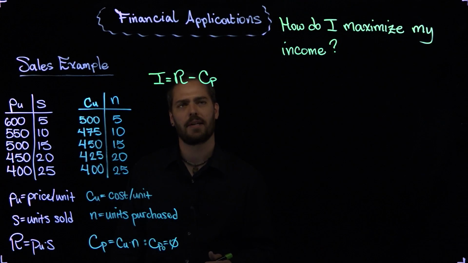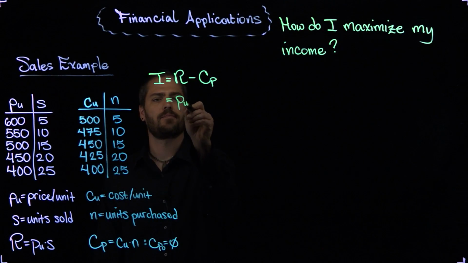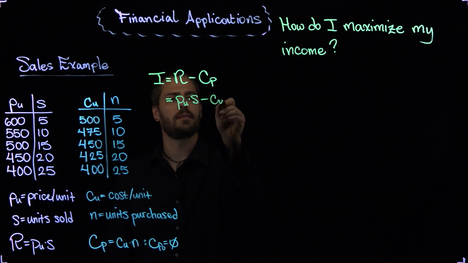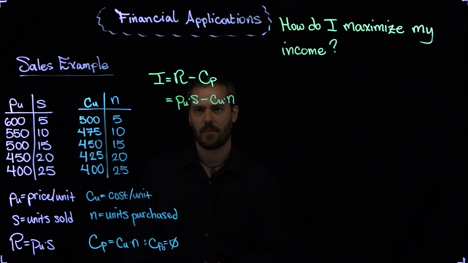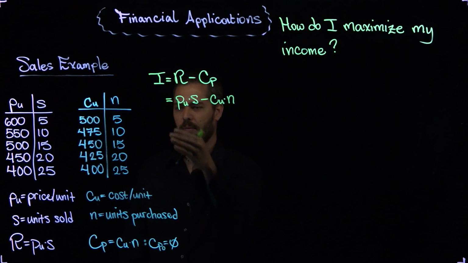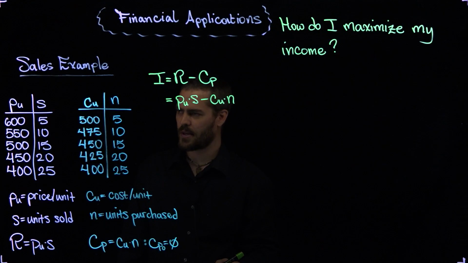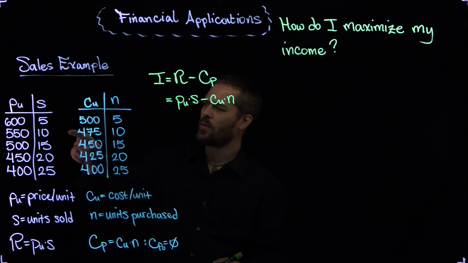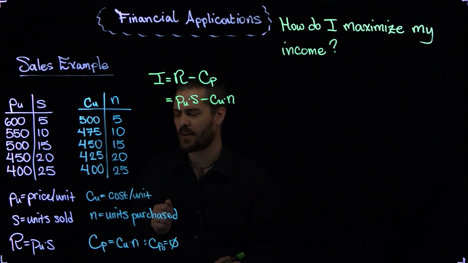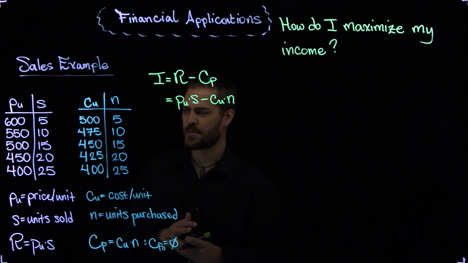The income is revenue minus the cost of purchasing, which, if I use my little formulas, looks like this. Price per unit times units sold minus the cost per unit times the number of units purchased. This is exactly the formula I used to come up with different incomes for these different scenarios in the last example, but I'm curious about the in-between values. What do I mean? What if I sold 6 units instead of 5 or 10? What if I purchased 6 units instead of 5 or 10, for example? I want to know exactly the whole number of units I can use to maximize my income.